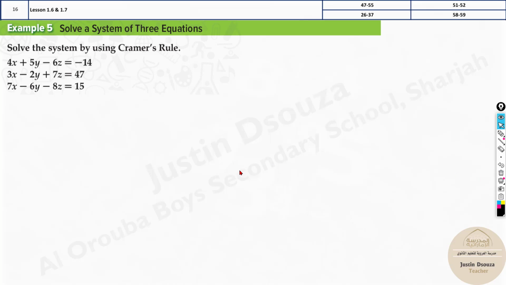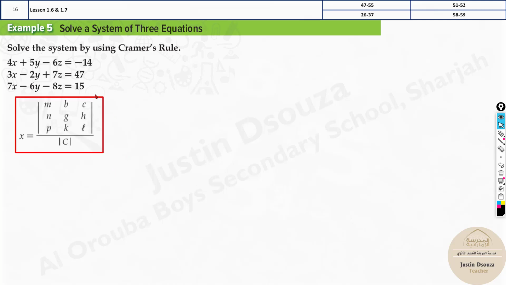Now, what if it's Cramer's rule by 3 cross 3? See, it's not difficult, but it takes a long time. That's the only issue. I hope a 3 cross 3 doesn't come for your exam. Generally, it's very lengthy, so they won't ask it. But anyway, let's look into it.